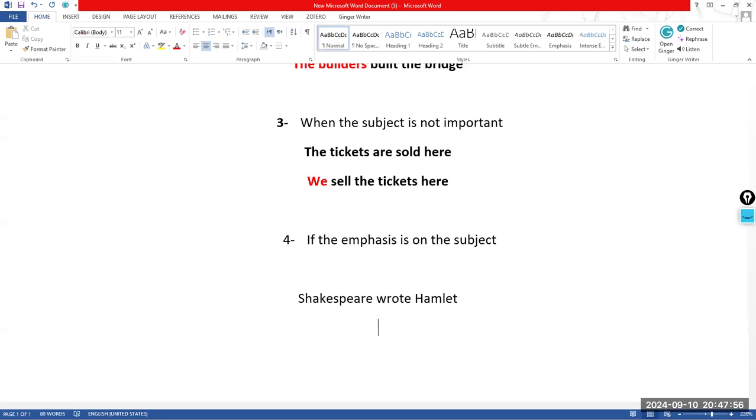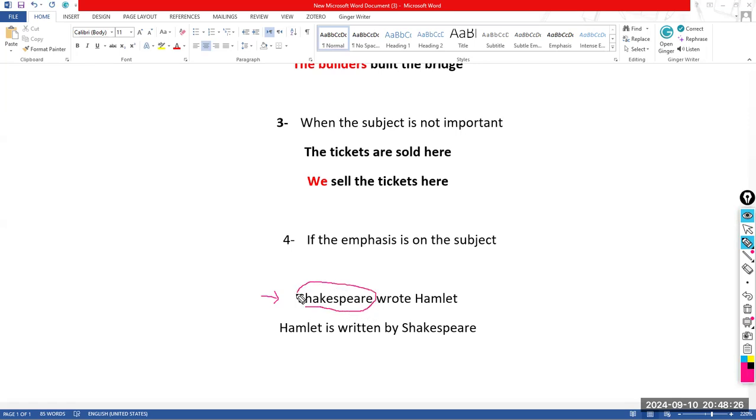And I want to say Hamlet is written by Shakespeare. Now all I want, guys, is for you to know that if I mention the subject in this example, the emphasis is on the subject. But in the passive voice, the emphasis is on the object.